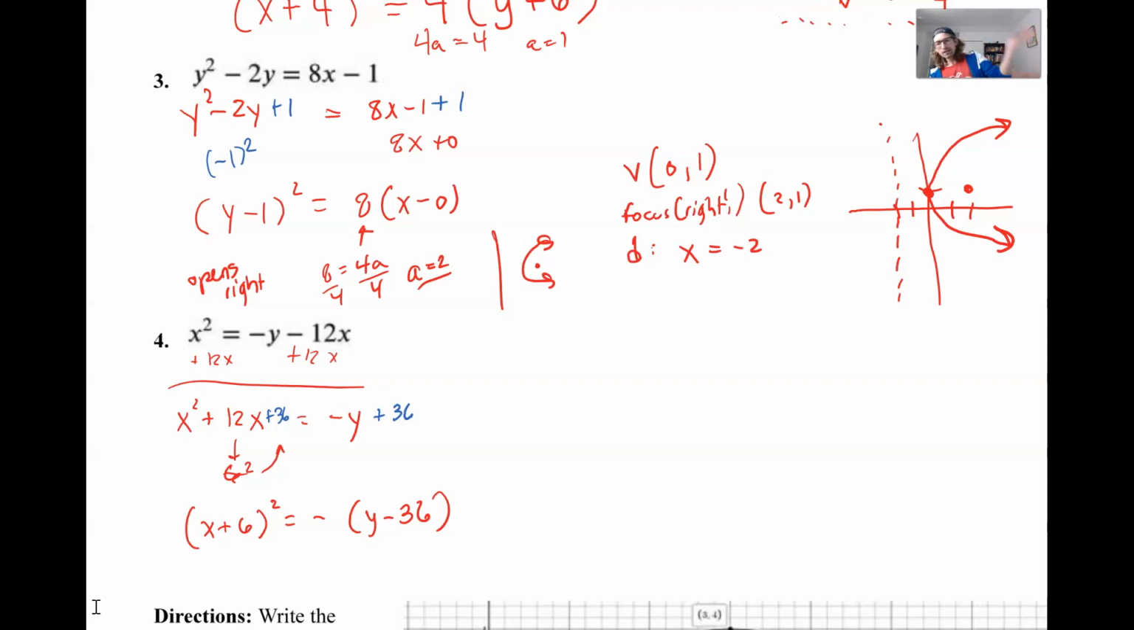Number 4, you had to move x back to the other side. Completing the square, we add 36 to both sides so that we can do x plus 6 squared.